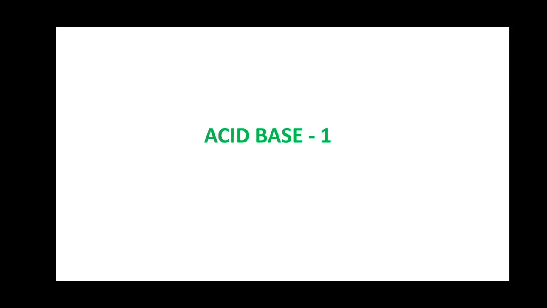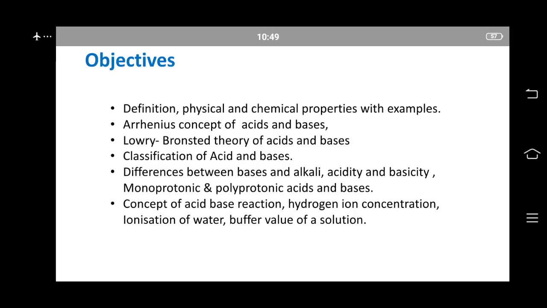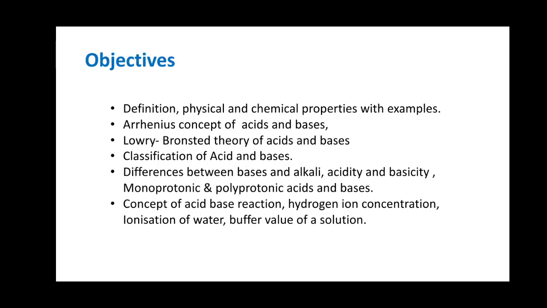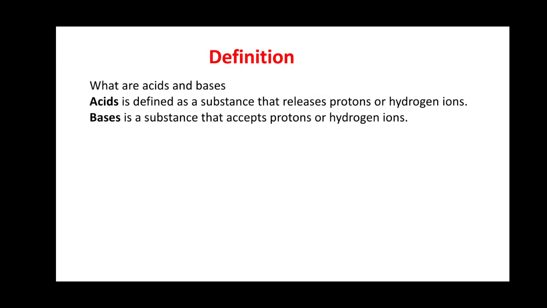Hi everyone. Today in this session we'll see about the acid base balance. So the objectives are: definition and physical chemical properties with examples of acid and base, Arrhenius concept of acids and bases, Lowry-Bronsted theory of acids and bases and the classification of it, differences between bases and alkali, acidity and basicity, monoprotic and polyprotic acids and bases, and the concept of acid base reaction, hydrogen ion concentration, ionization of water and buffer, and the pH value of solution. So what is acid and base?